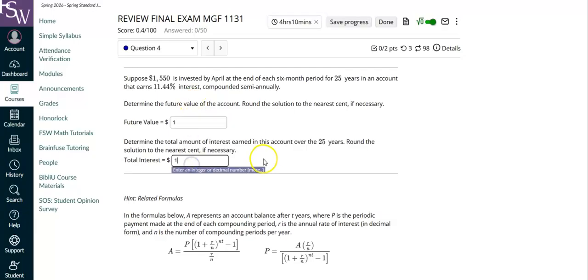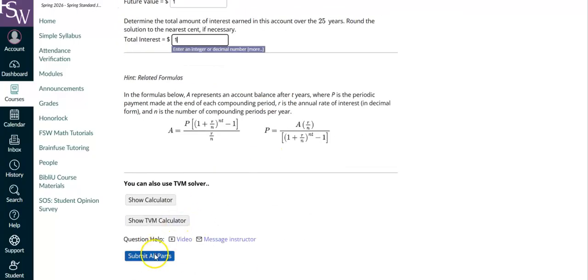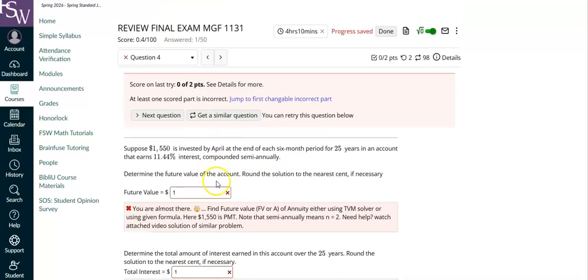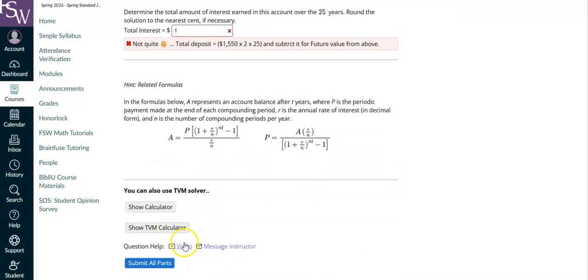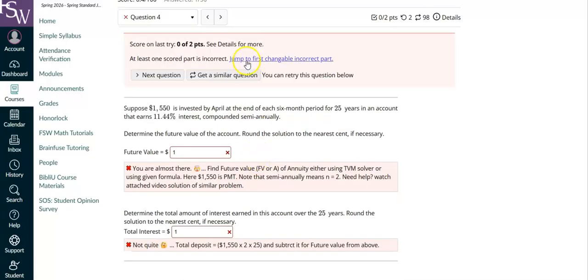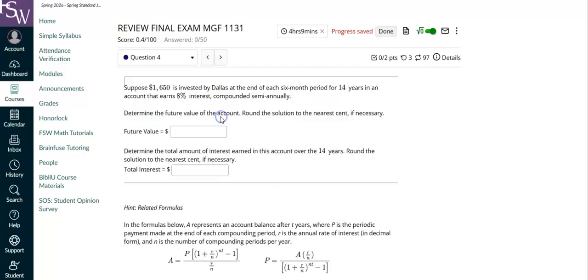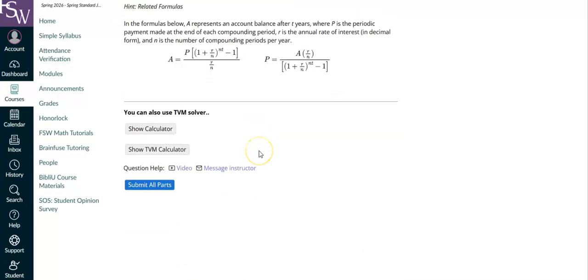For example, look at this here. I put in the wrong answer and submit. You get it wrong. It tells you what to do. And then once you know what to do, you can either watch the video or just read the feedback and do the similar questions. Okay, all right, that's how you prepare for the final exam, and good luck to you guys.